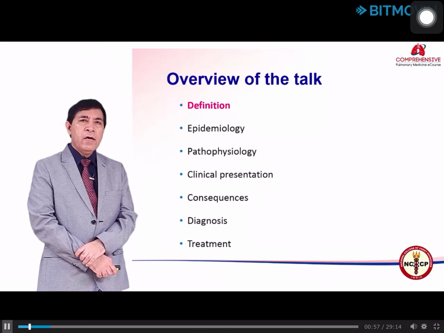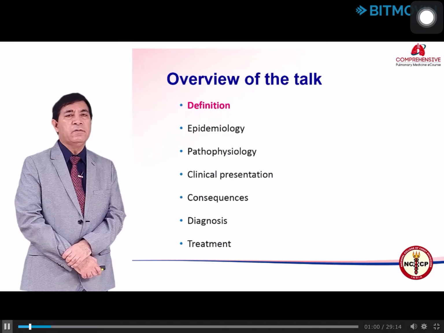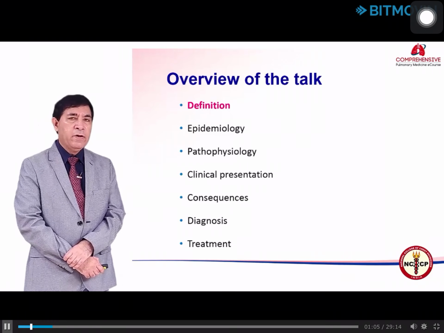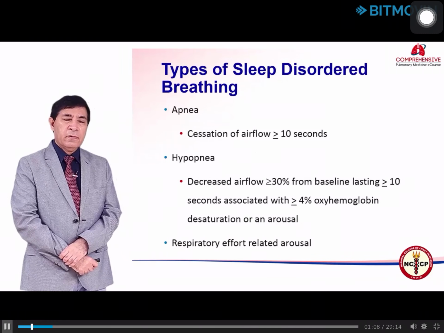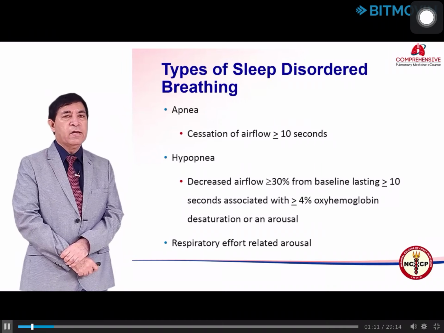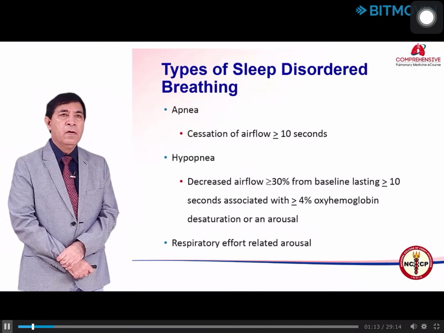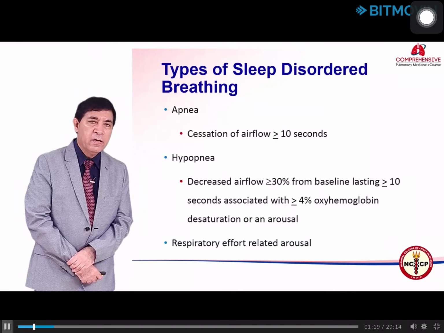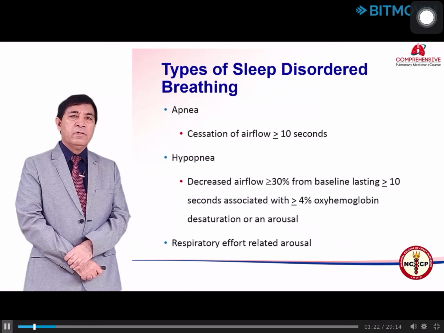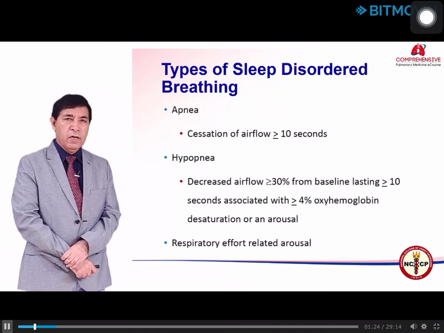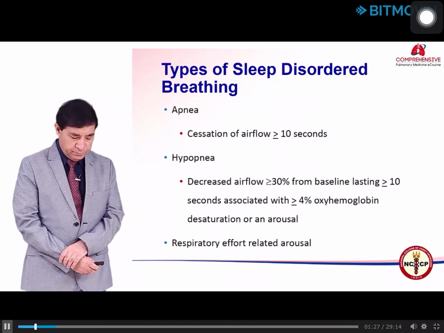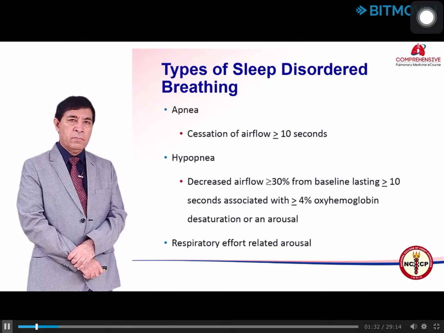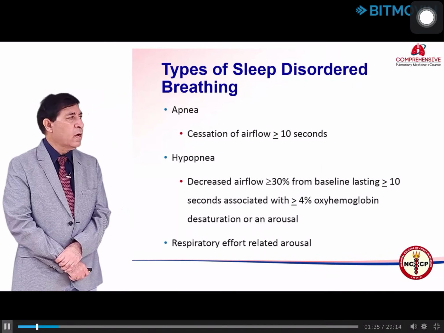As you all know, any breathing which results in sleep disruption is called sleep disordered breathing, and there are different types of disordered breathing which one can see in these patients. They can be in the form of apneas, hypopneas, respiratory effort related arousals, or simply changes in their heart rates as well as blood pressures. Now, the most commonly seen forms of disordered breathing are apneas.